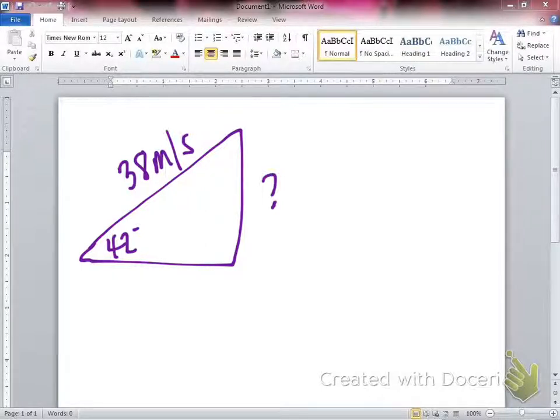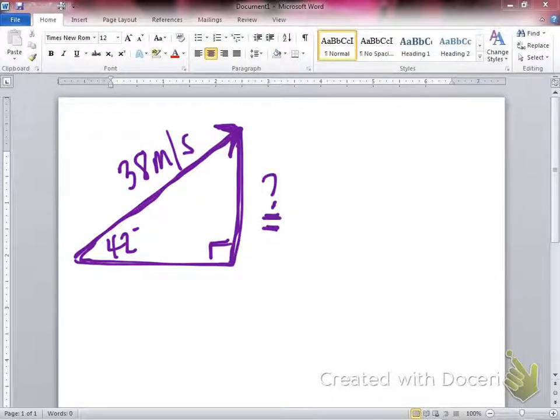So here I have an angle that's 42 degrees. I've got a velocity vector of 38 meters per second, and I want to find this component. This now becomes a vertical component of this vector. So if this is my vector here, it has a horizontal component and a vertical component. So let's solve for the vertical component of that vector.